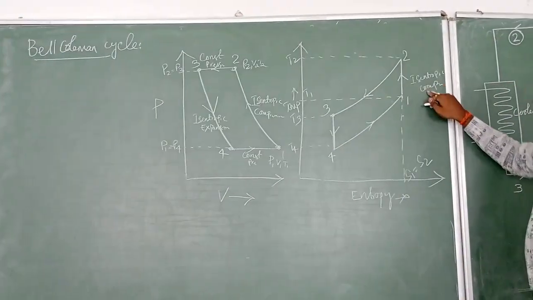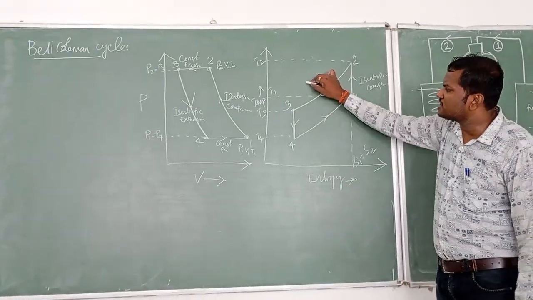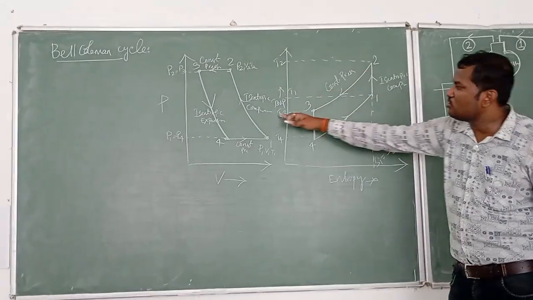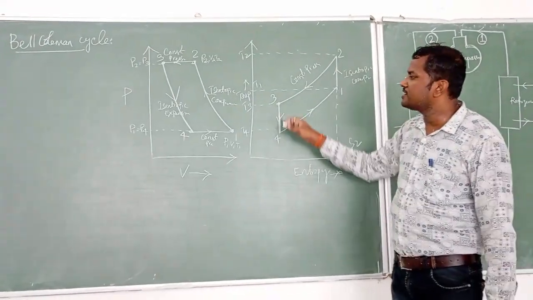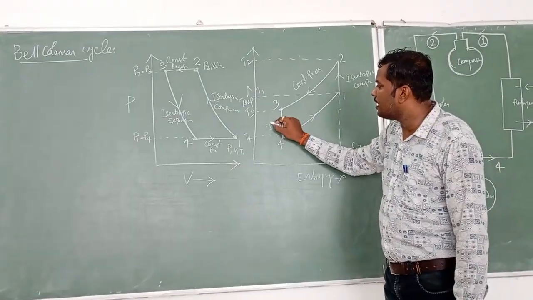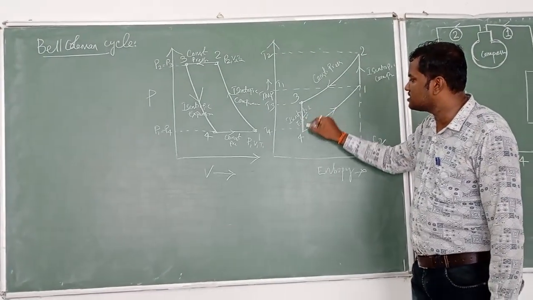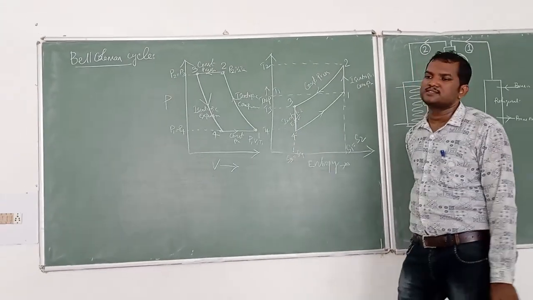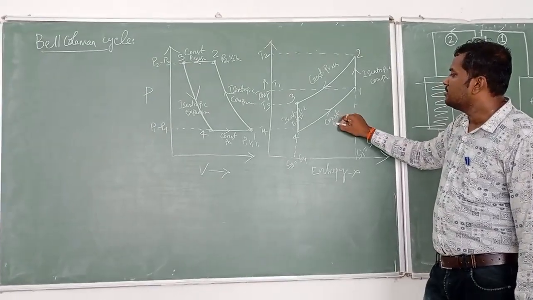1 to 2 is isentropic compression, and 2 to 3 is constant pressure. Then 3 to 4 is isentropic expansion, that is S3 is equal to S4. Then 4 to 1 is a constant pressure process.